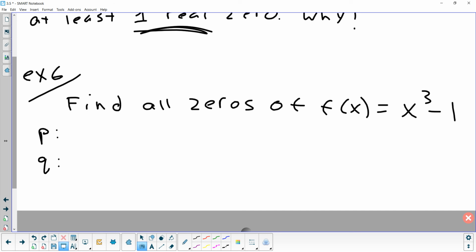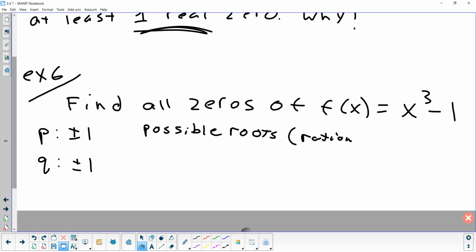P would be the factors of -1, which are plus or minus 1. And Q would be the factors of the coefficient of x cubed, which is 1. And how about, Ethan, what are my factors of 1? 1. And -1. So when I write all my P over Q's, Francesca, what are all the different P over Q's I could have? 1. And -1. Yeah, so my possible rational roots are 1 and -1.